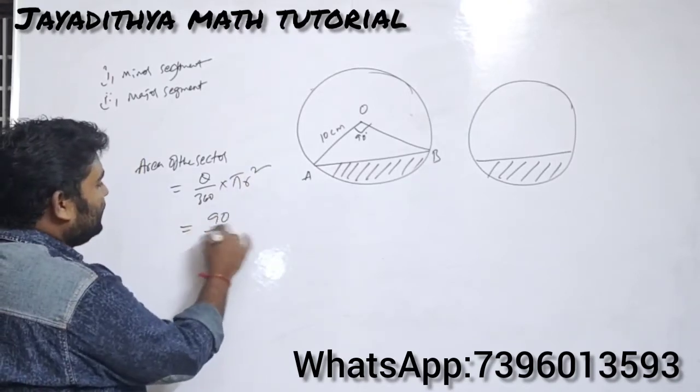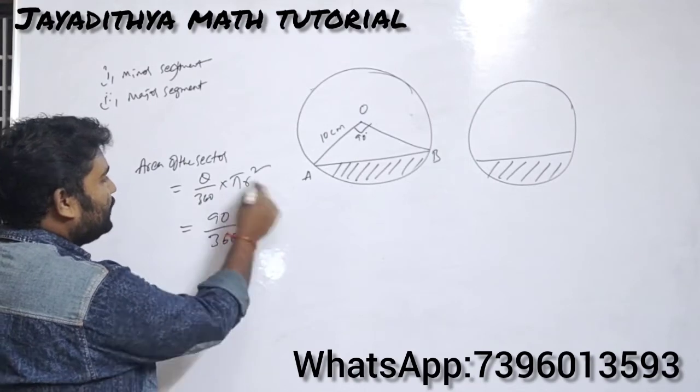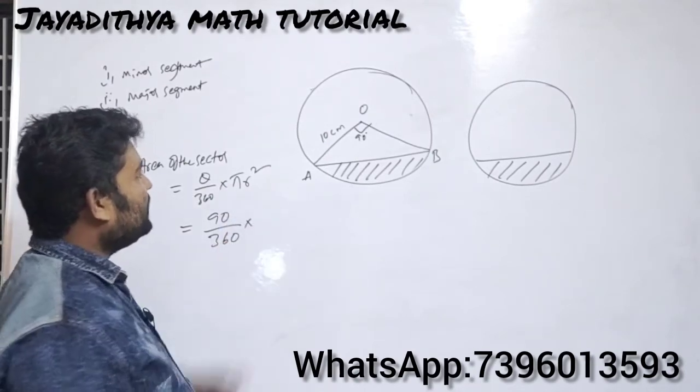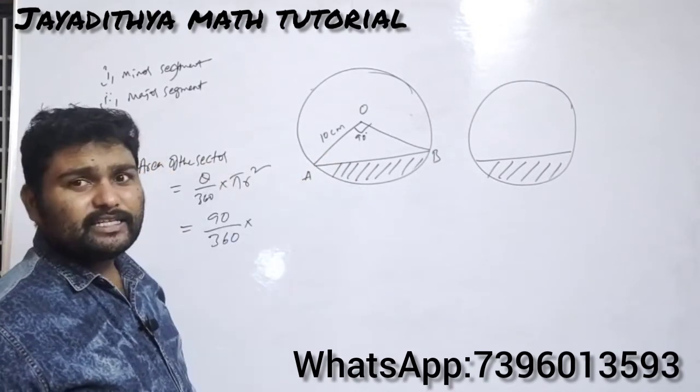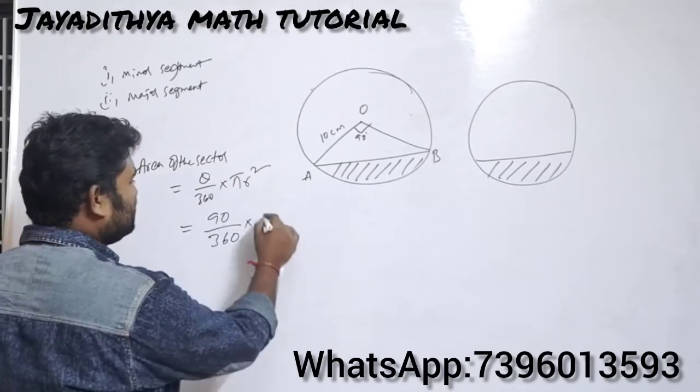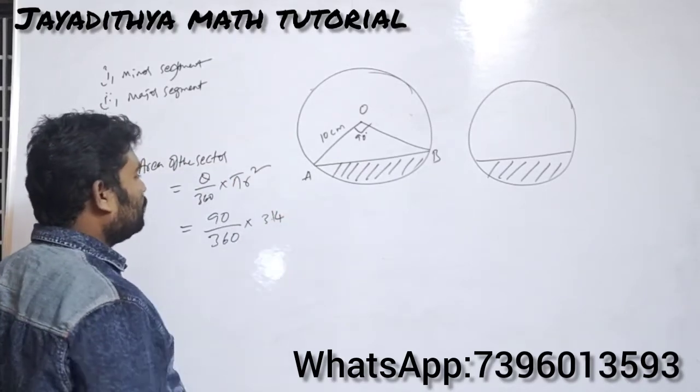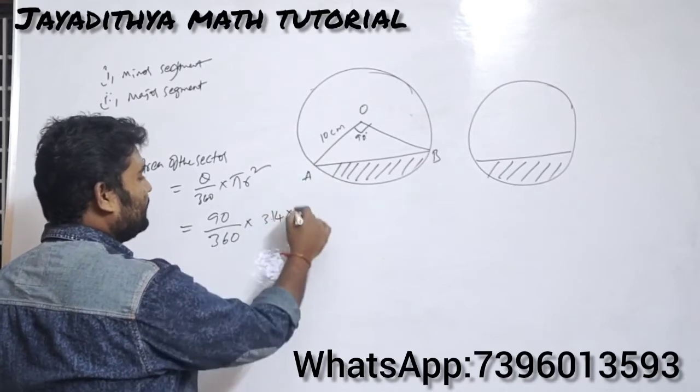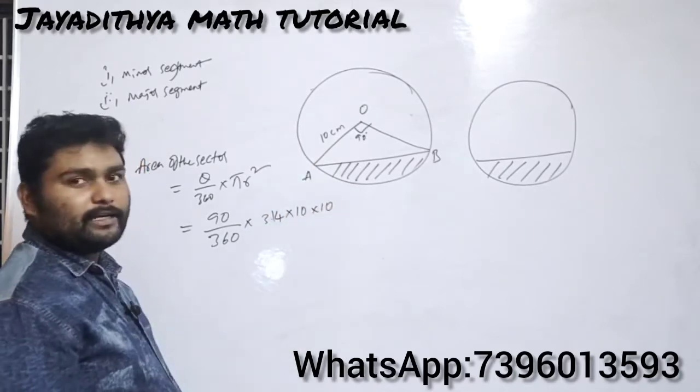What is the theta here? 90 by 360 into pi. Pi means here there is no such dimension which is a multiple of 7. So let us take the pi value as 3.14 and r square. R is nothing but 10. So 10 into 10.